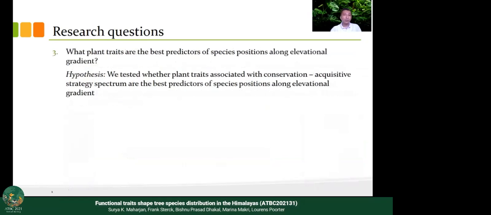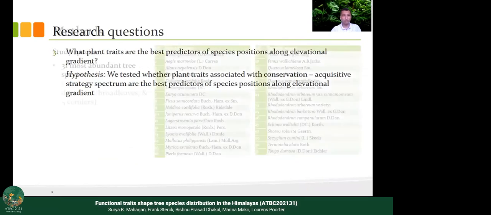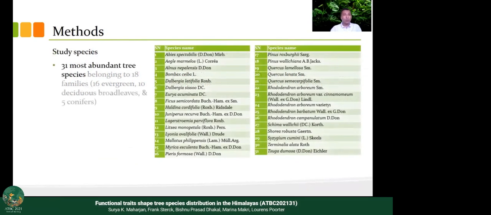What plant traits are the best predictor of species position along elevational gradient? We tested whether plant traits associated with conservative-acquisitive strategy spectrum are the best predictor of species position along elevational gradient. We focused on 31 most abundant tree species.